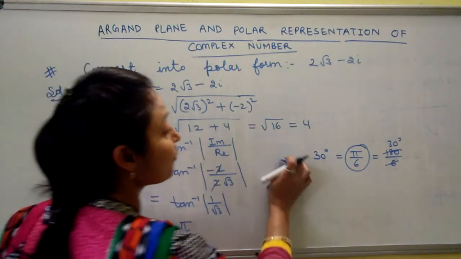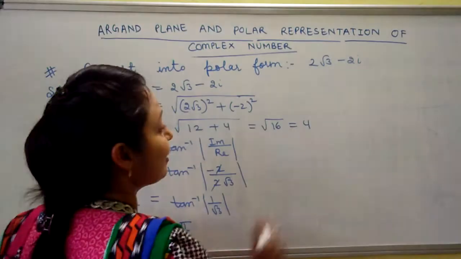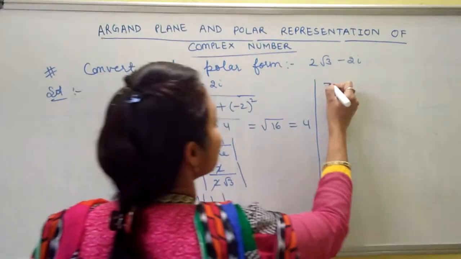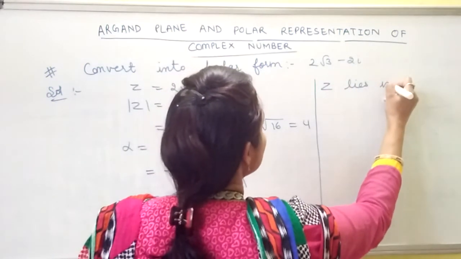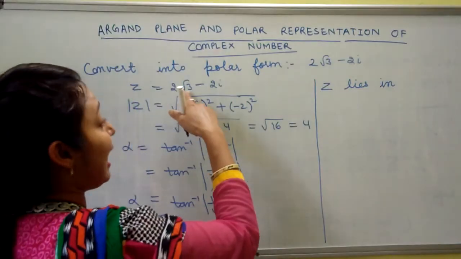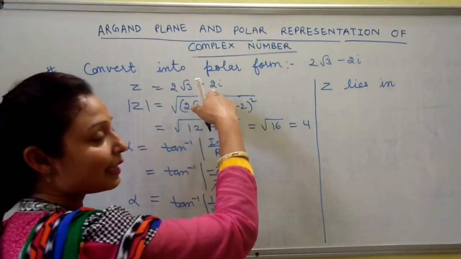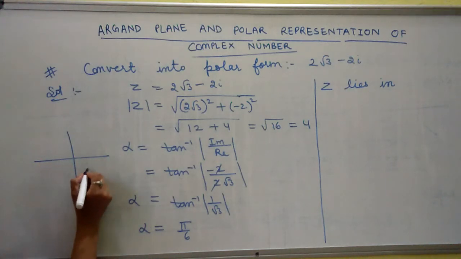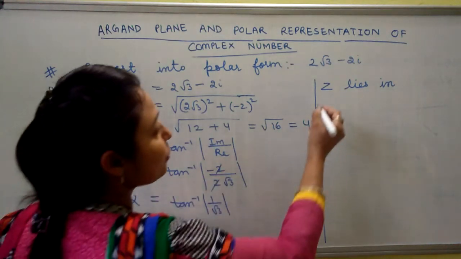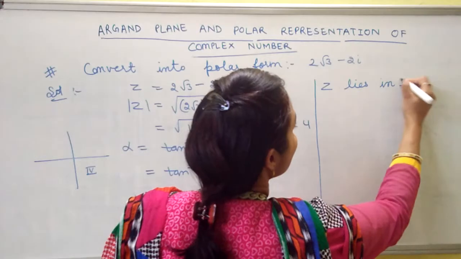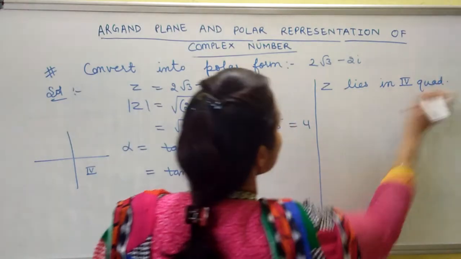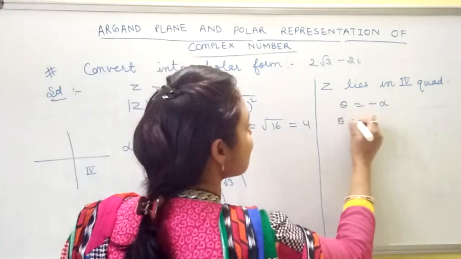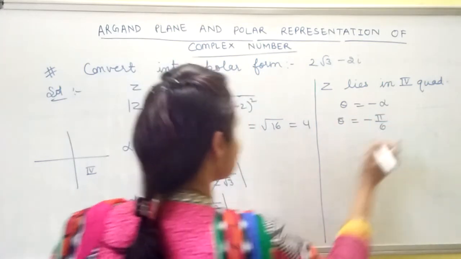Now come to the polar form. For the polar form we have to check in which quadrant z will lie. X is positive, y is negative, that is the fourth quadrant. So z lies in the fourth quadrant. In the fourth quadrant theta is equal to minus alpha. So theta is equal to minus pi by 6.